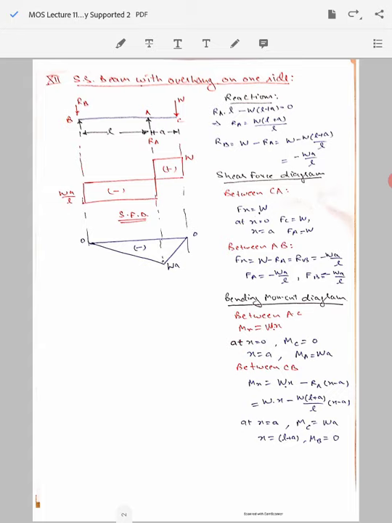Like in the previous cases, the first thing that we need to do is to identify the support reactions, and for the support reactions we will use the static equilibrium conditions. That means the sum of the forces in the vertical direction should be equal to 0 and the sum of the moments should be 0. So we will go ahead with that. If we take the moment about point B, we have the RA support reaction acting at a distance L from this support B.